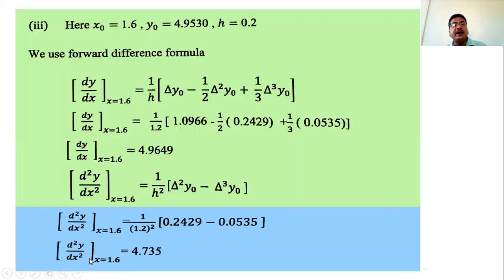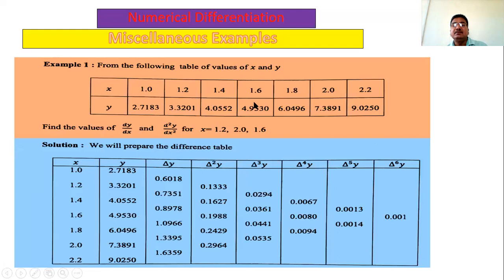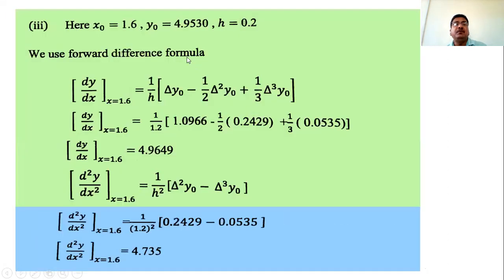Then the third part of the problem, we have to find the first order derivative and second order derivative at 1.6, and the 1.6 is at the middle of the table, but it is in the table, the value present in the table, and so we use the particular formula of the first order derivative and second order derivative and solve this problem either by using forward difference formula or backward difference formula. My suggestion is that if the point is at the middle of the table, then use forward difference formula. So to find the value at 1.6, use the forward difference formula.